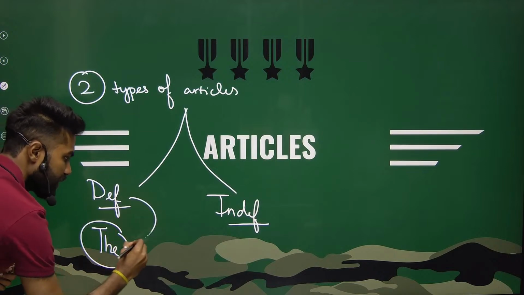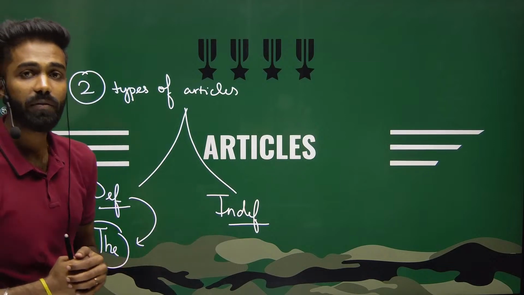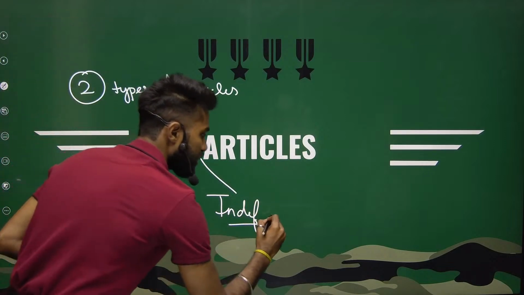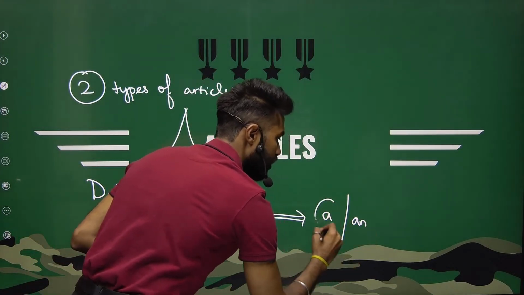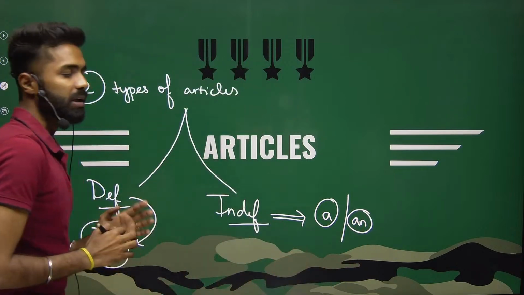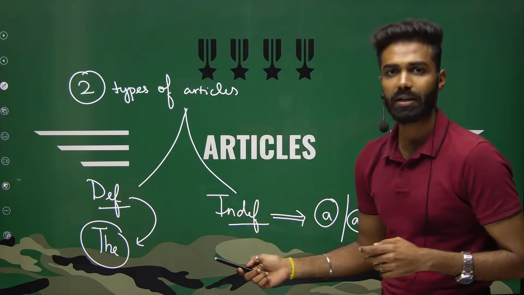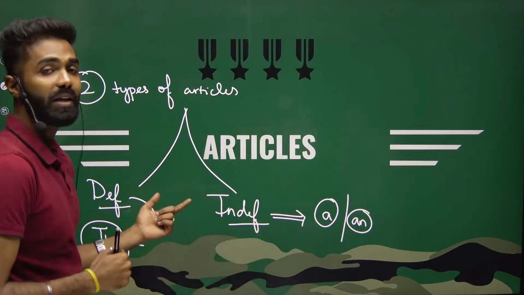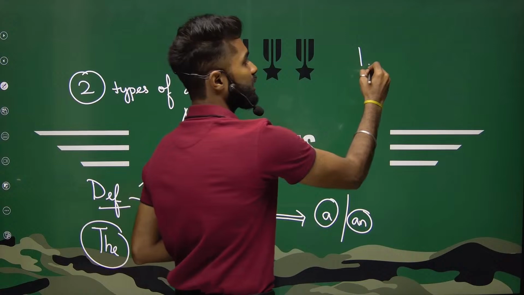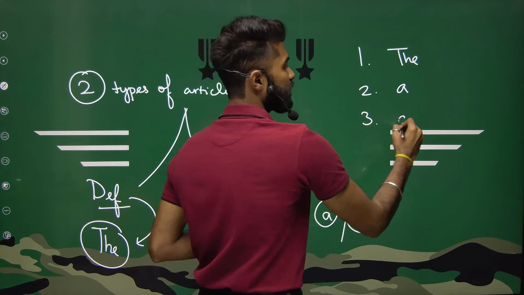We have the article called the. The is one and only definite article. Whereas in indefinite articles, I have two articles, which are a or an, right? So in English language, how many types of articles do we have? We have two types of articles, which is definite article and indefinite article. And if I ask you how many articles are there in English language, I would say that there are three articles: one is the, second one is a, third one is an.